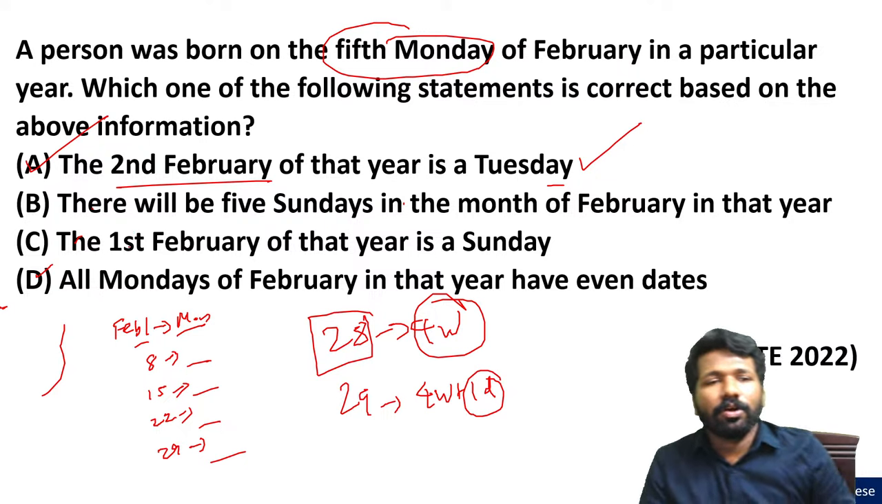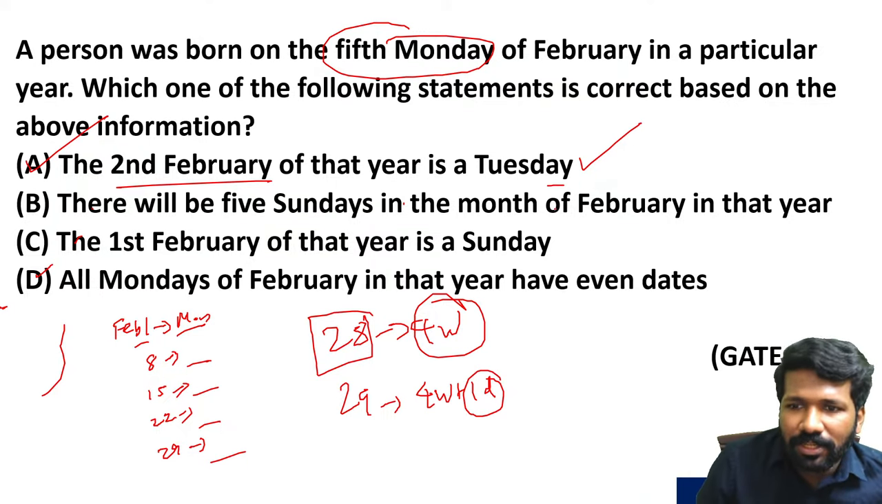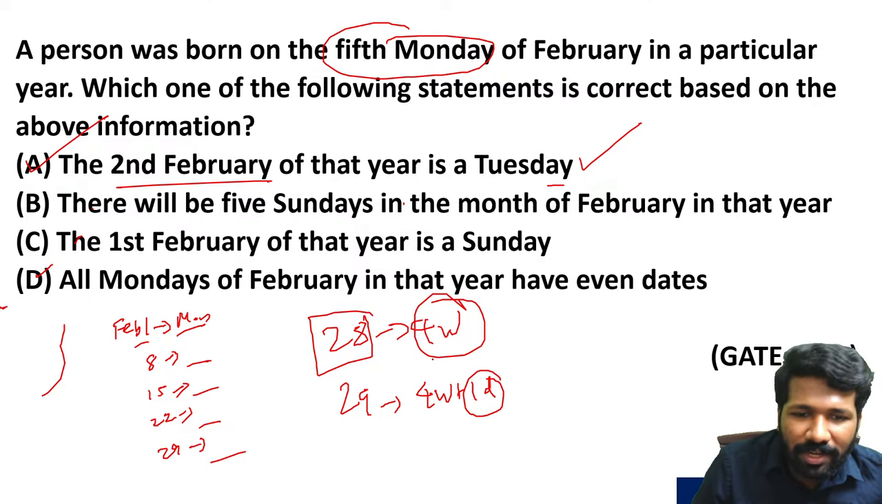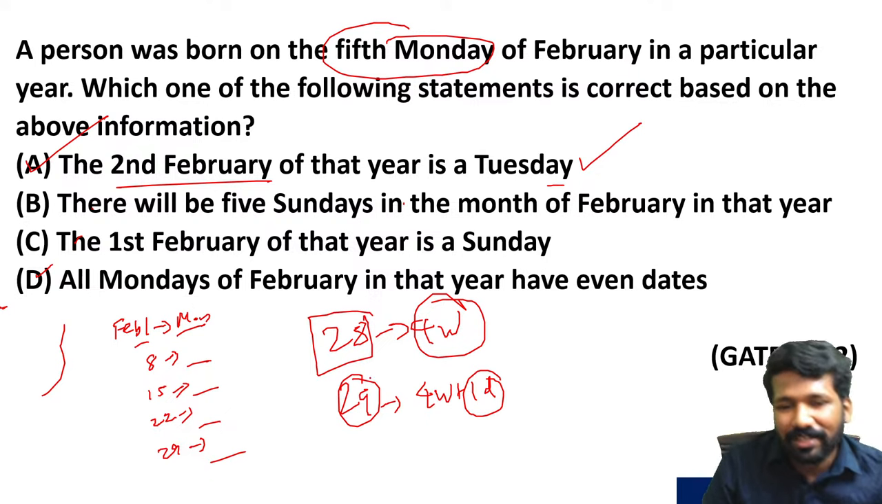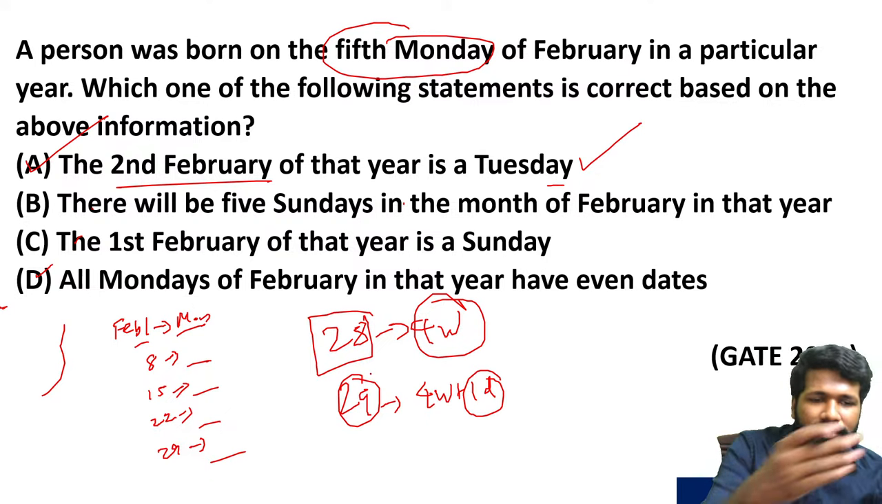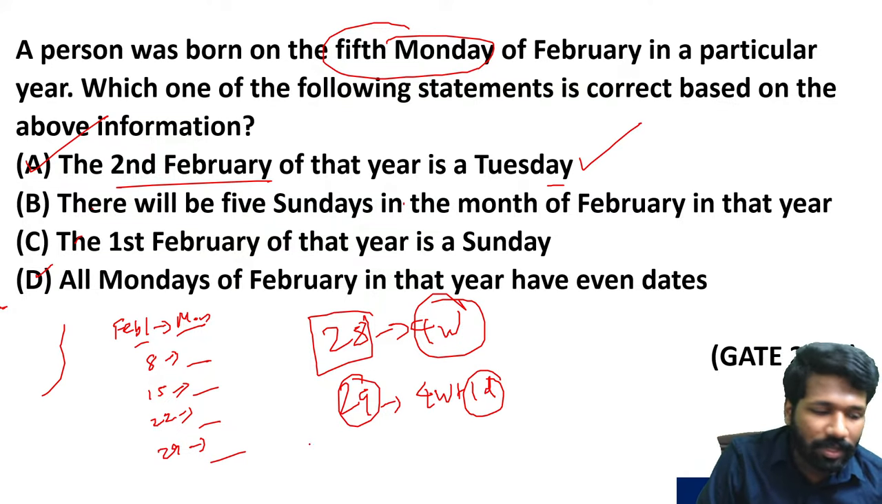Now let us check other options also for understanding. There will be 5 Sundays in the month of February in that year. 5 Sundays, no, only Monday will be 5 in number. 29 days only are there, right? If 30 days was there, maybe Sunday starting, then Sunday also could have been 5 in number. But 29 days only, so it is impossible.